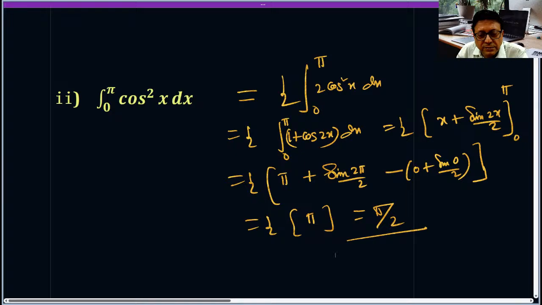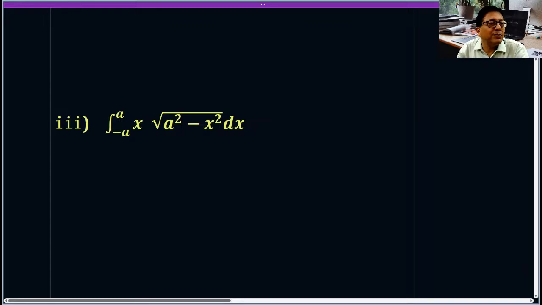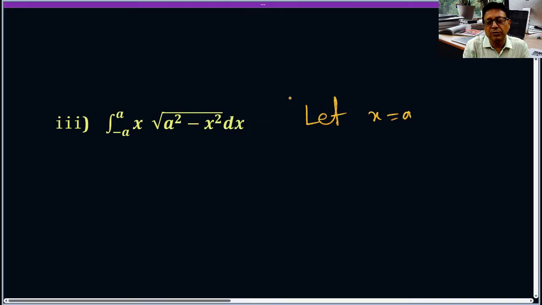Done? Go for the next problem: integral from minus a to a of x root over a square minus x square dx. How to do it? You can make a substitution or you don't make. You can make a substitution. What substitution? Let x equal to a sin theta. This I will show you, how the limit should be changed when the integrand is changed in terms of another variable. We have taken x equal to a sin theta.